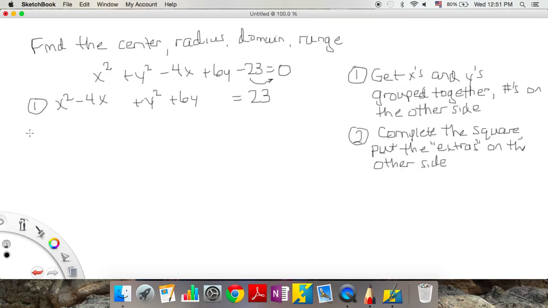Okay, so how do we complete the square? Remember, we divide the middle term by 2 and then square it. So 4 divided by 2 is 2, squared is 4. So we have plus 4.